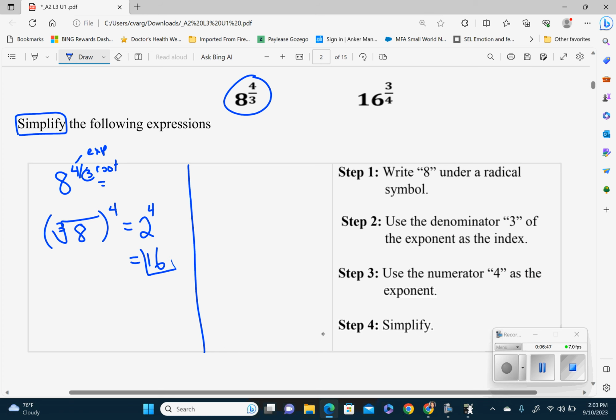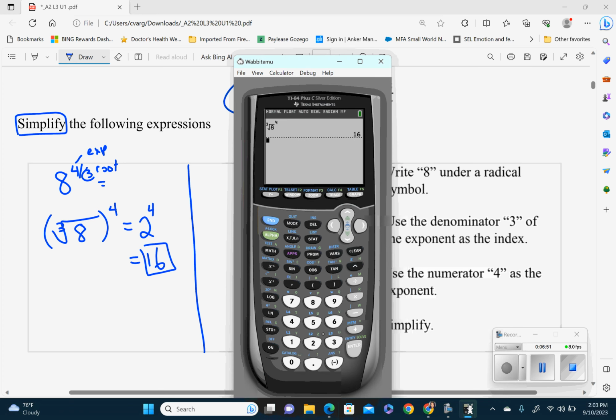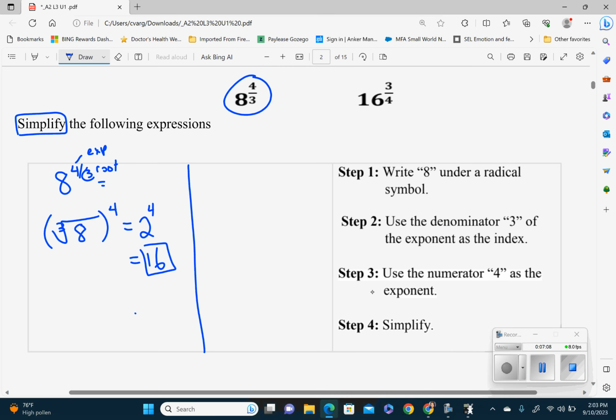If I didn't say simplify and I just said evaluate, I could have just typed in 8 to the, and I could put 4 over 3 here. Alpha y equals, option number 1, I could put 4 over 3 here, and I'd still get the same answer. This proves that they are equivalent. We're going to do the same thing with this one. Pause the video, try this one yourself, and see if you match with mine.